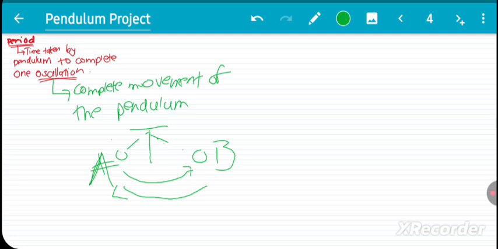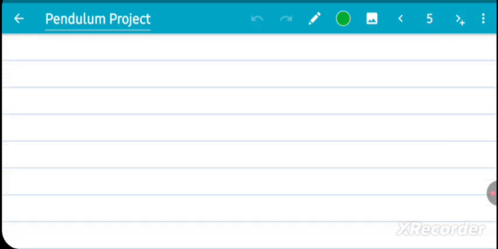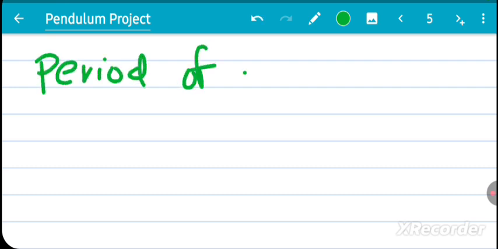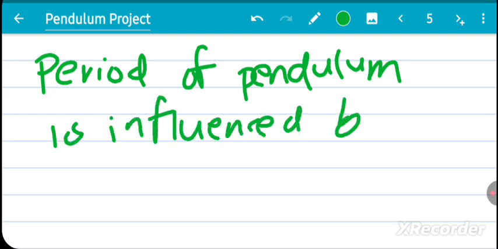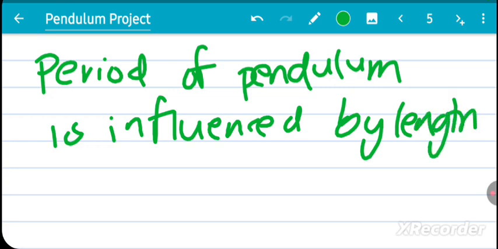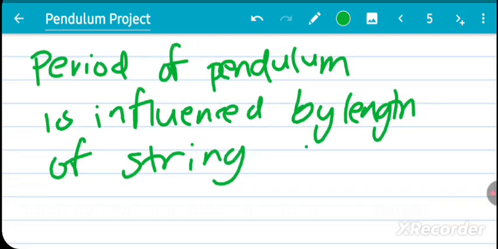Now we have to see the relationship between the period and the length, because that was stated in the research task. So let's talk about the relationship between the period and the length. This is what we know. It is a fact that the period of pendulum, or the time taken by the pendulum to complete one oscillation, is influenced by the length of string.